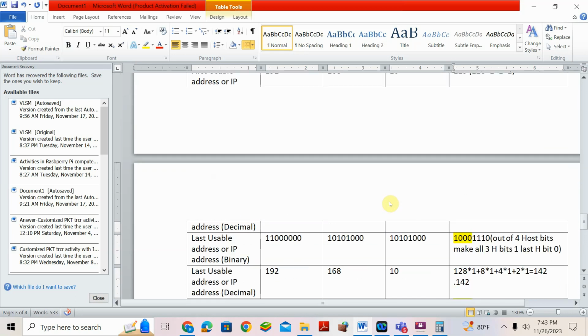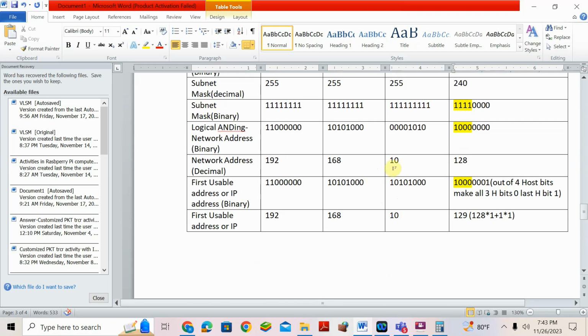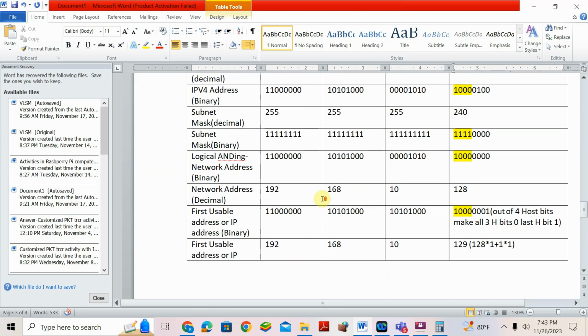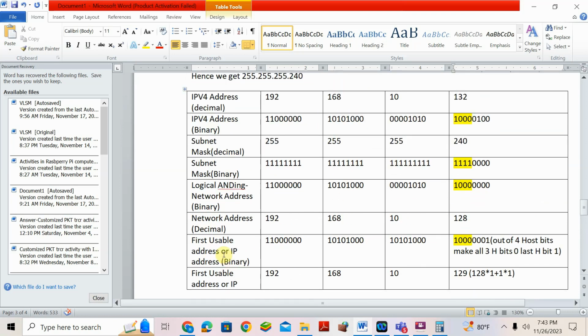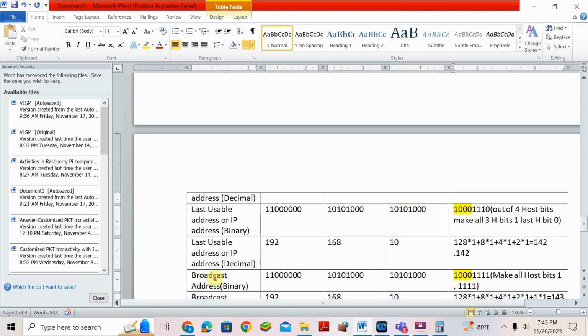There are other easy methods, I'll tell you later. Now this is the technique they use in Cisco. Maybe you have to do conversion. Easy methods are there, I'll tell you later. But this is one method of getting the network address, first address, last address, broadcast address.